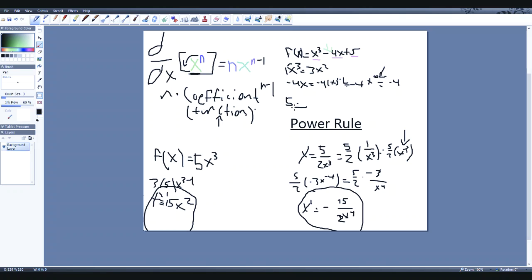Then we have 5, a constant, and the derivative of a constant is always 0. So now I'm left with 3x squared minus 4. Then I just put those pieces together, and then I would have my derivative.